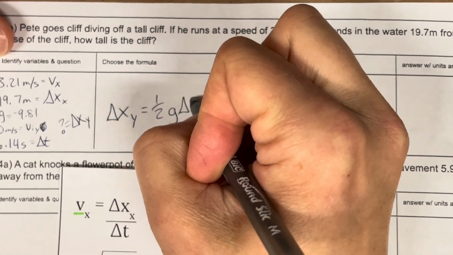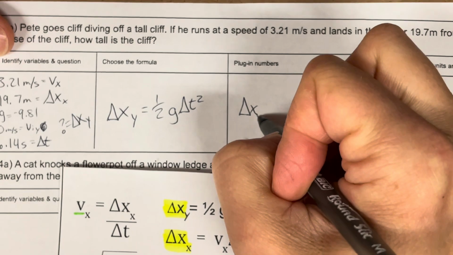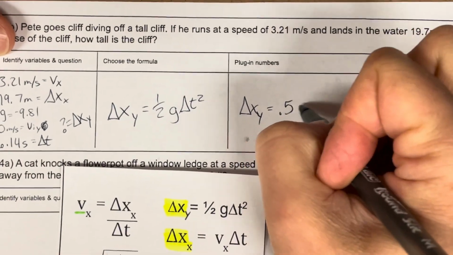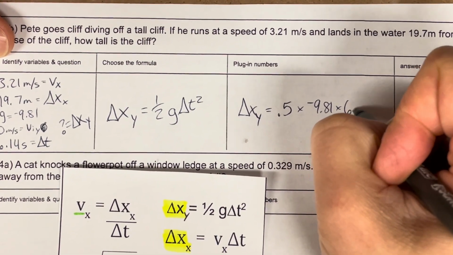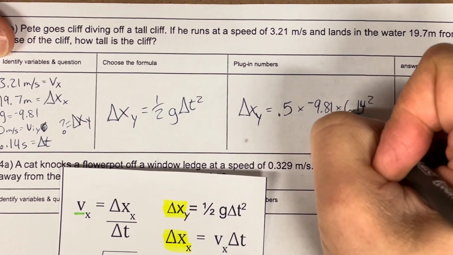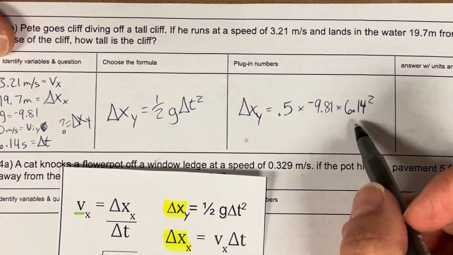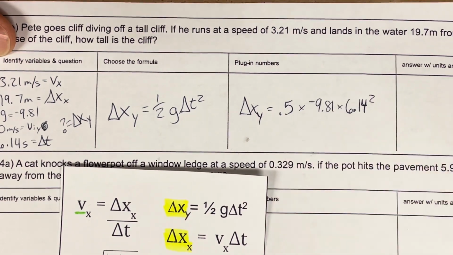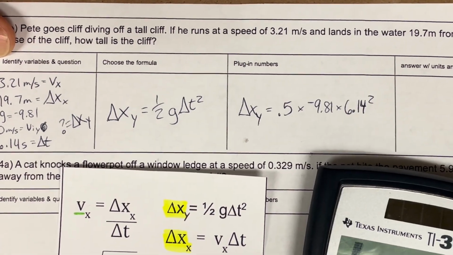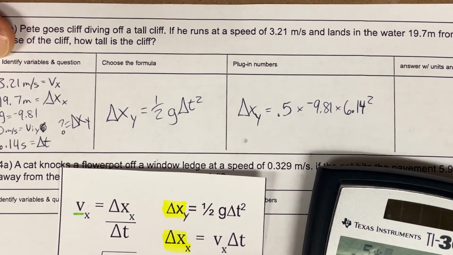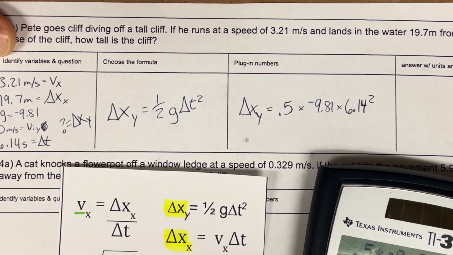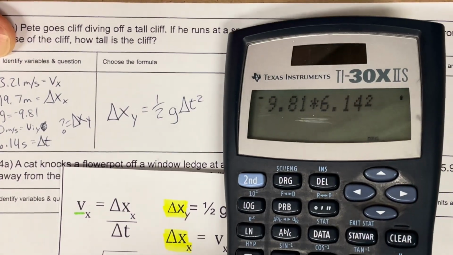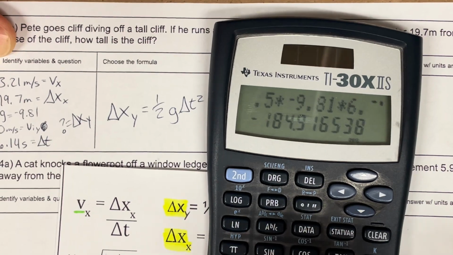One half gravity times time squared. Plugging in our numbers: 0.5 multiplied by negative 9.81 multiplied by the time, which was 6.14, squared. Order of operations: that 6.14 gets squared, then you multiply by the negative 9.81 and then multiply by the 0.5. You can type it all into the calculator all at once. Your calculator knows order of operations and will do it correctly.